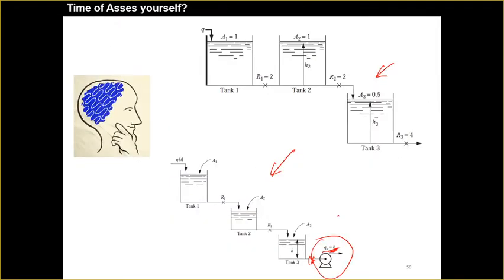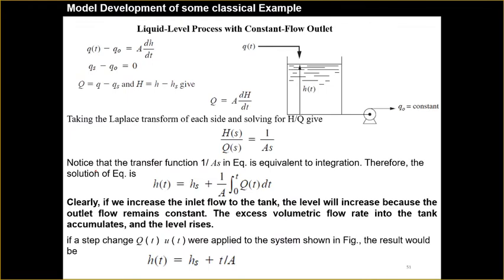So what will be the dynamics of the system? If you know, then you are able to find the model of the system. So it is the last discussion of today: liquid level process with a constant flow outlet. So you know qt minus q naught is equal to A, the area, dh by dt. Am I right? At the steady state, qs minus q naught is equal to 0.